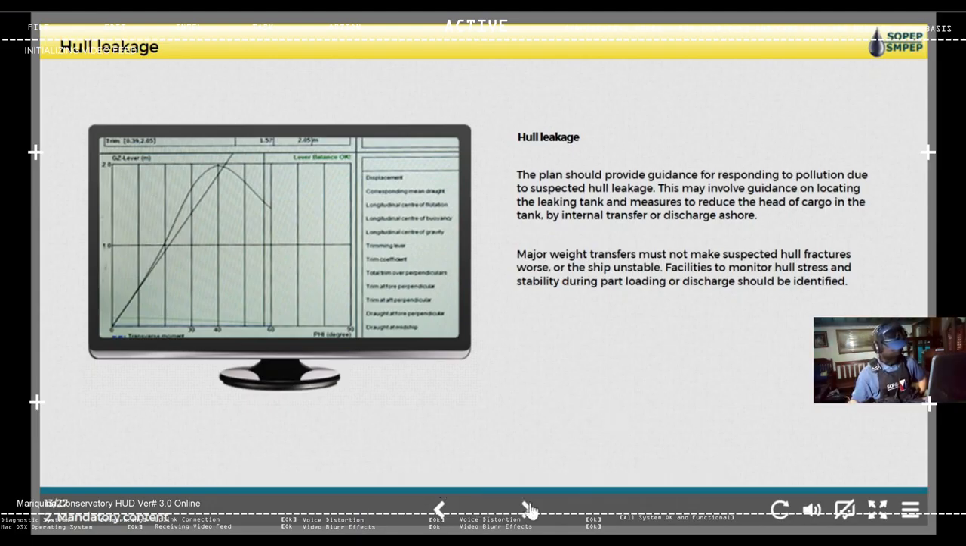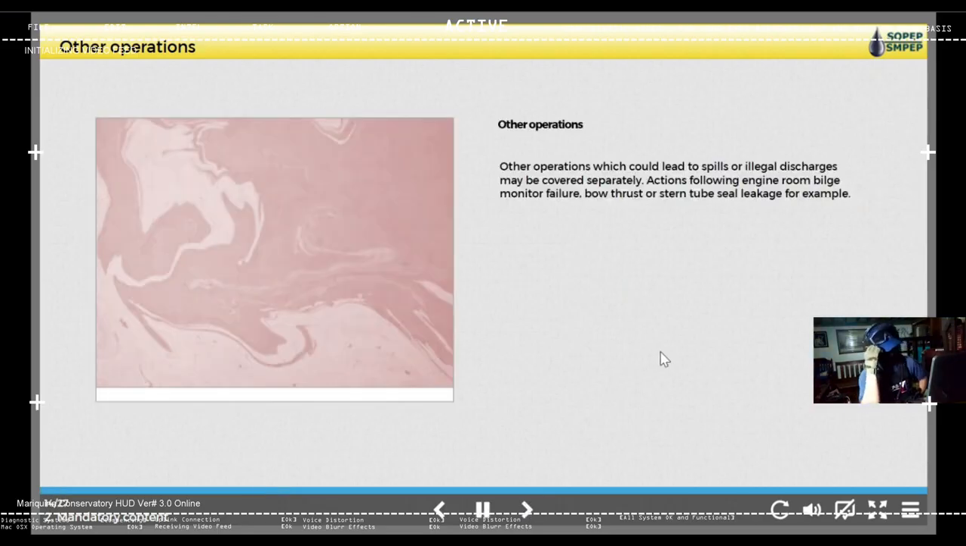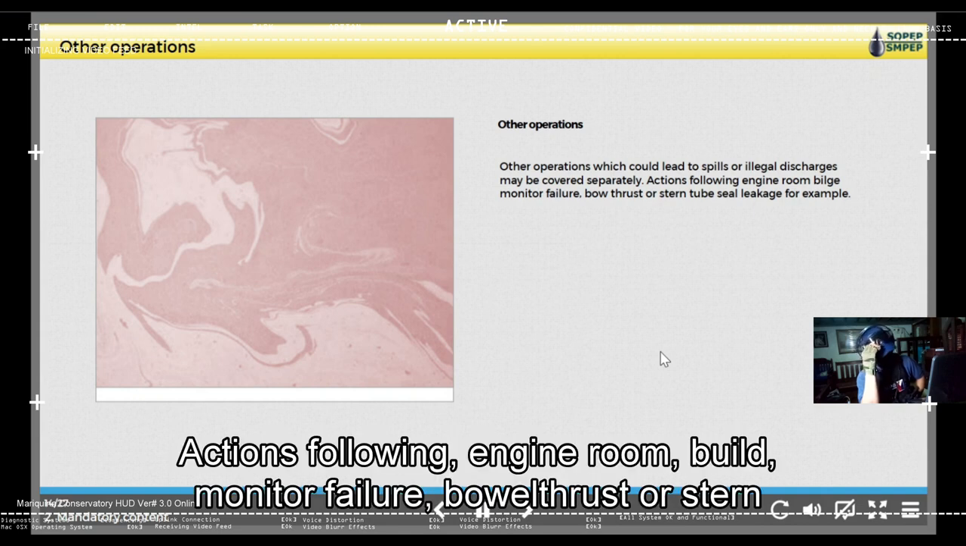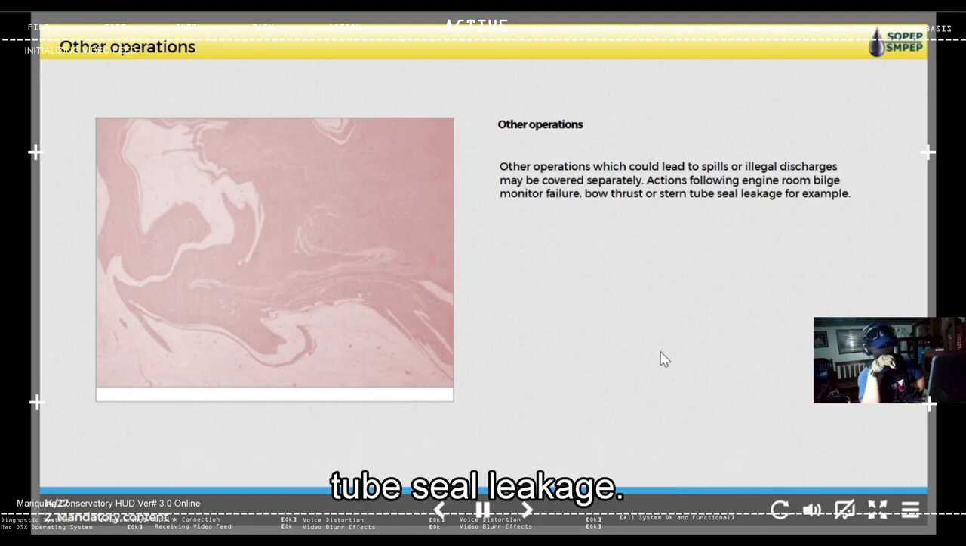Other operations which could lead to spills or illegal discharges may be covered separately. Actions following engine room bilge monitor failure, bow thruster or stern tube seal leakage, for example.